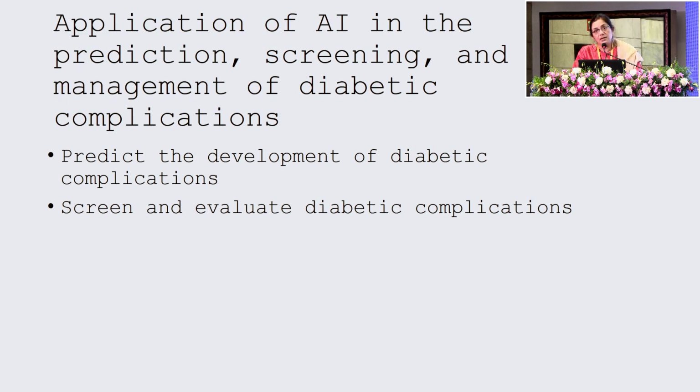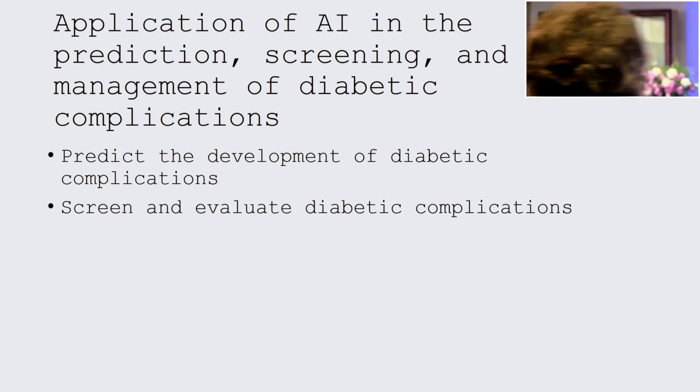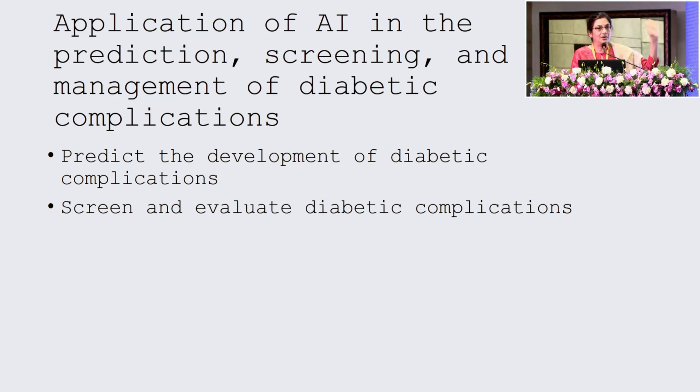You can screen and evaluate diabetic complications, again, for retinopathy, the most common one that it's being used for, but foot also. But equally, now retinal screening is being used to predict the development of diabetes complications, including nephropathy and cardiovascular morbidity. So by looking at the eye, you can write their future. So look at my palm, tell me my future. Look at your eye, I'll tell you your future.